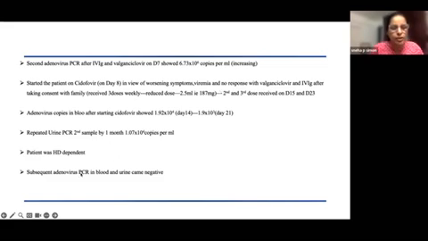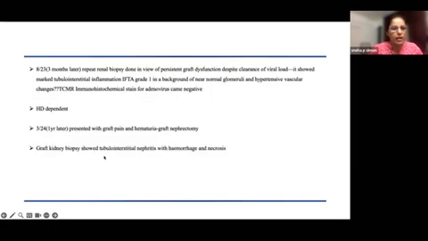Subsequently, his adenovirus PCR in blood and urine came not detected, and we repeated the urine PCR also, which also drastically came down. But the patient was HD dependent, and he continued on HD 3 months into adenovirus disease onset.